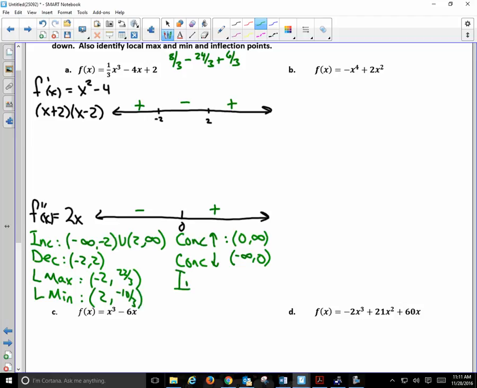And the inflection point happens at inflection. Do I find that from the first derivative or second derivative? Where the second derivative changes sign, and that is at 0. So if I plug 0 in, I get 2.